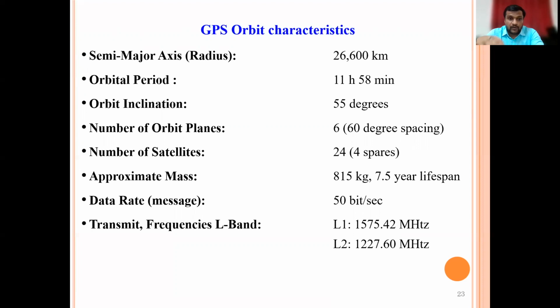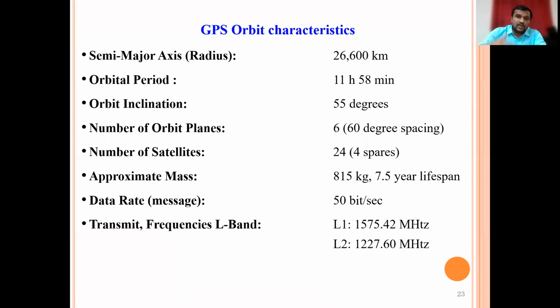Each satellite has an approximate mass of around 815 kilograms, and the lifespan of each satellite is around 7.5 years. The data transmission rate is around 50 bits per second, and every GPS satellite transmits the signal at L band frequency. Its frequency has 2 parts, L1 and L2. L1 is 1575.42 megahertz, and L2 is 1227 megahertz.